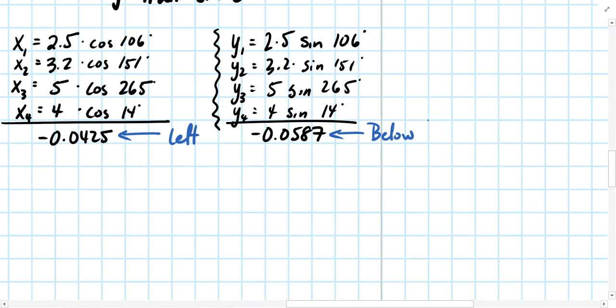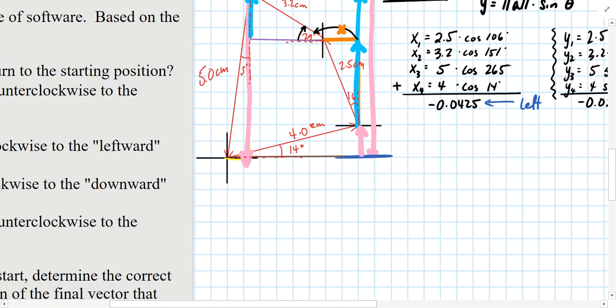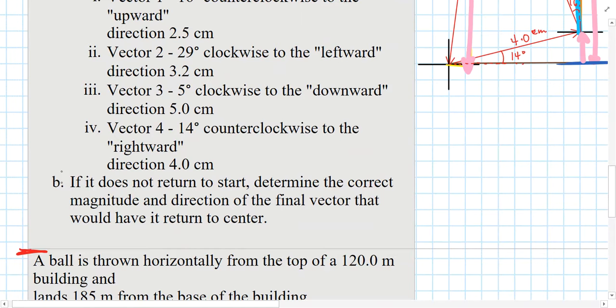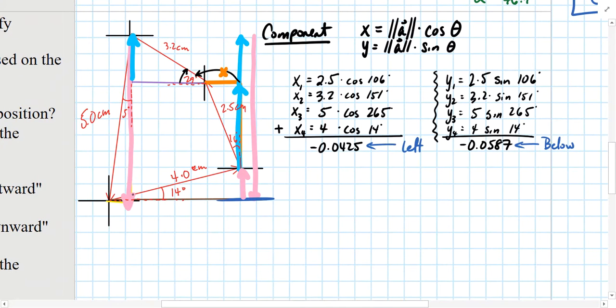So the new software that was installed evidently has not completely agreed with the motion of the print head, so we've got a bit of a problem. Since it does not return to start, let's determine the correct magnitude and direction of the final vector so that it would have returned it to center. So this final vector is one that we'd like to change.